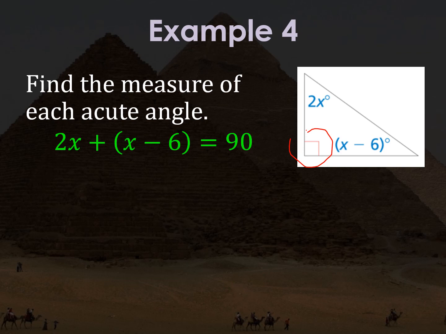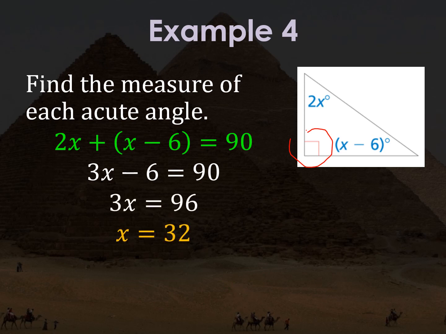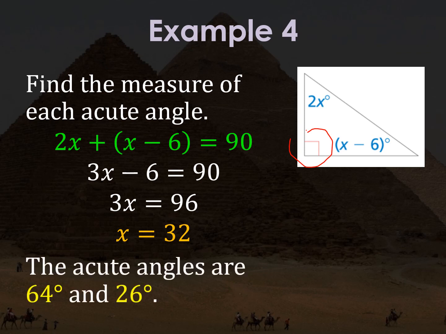So 2x plus x minus 6 equals 90. Combine like terms, you get 3x minus 6 equals 90. Add 6 to both sides, you get 3x equals 96. Divide by 3, and you get x equals 32. You will now plug in 32 for x for both of the angles. 2 times 32 is 64. x minus 6, 32 minus 6 is 26. So the two acute angles are 64 and 26 degrees.